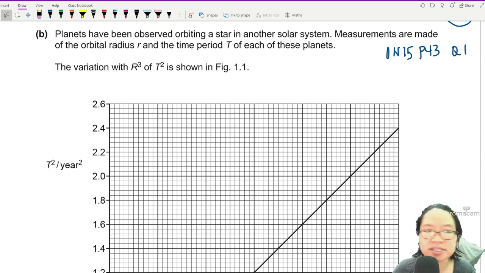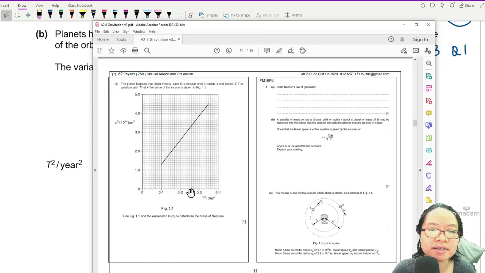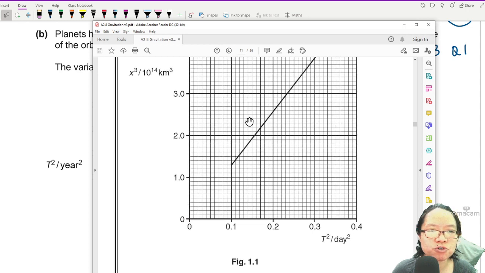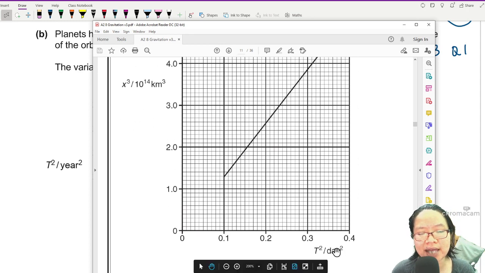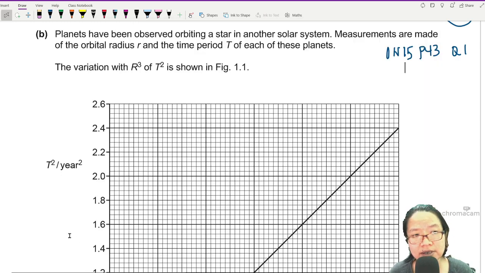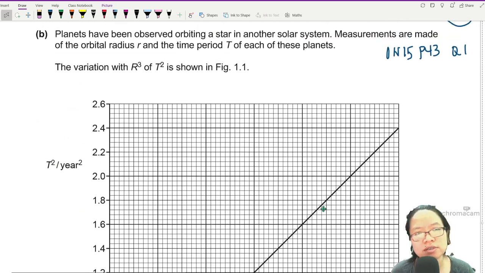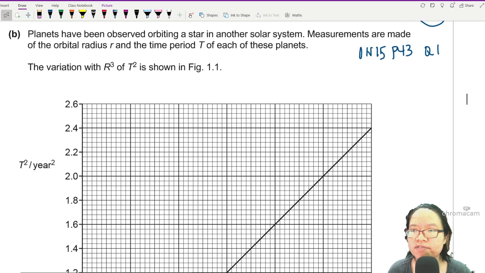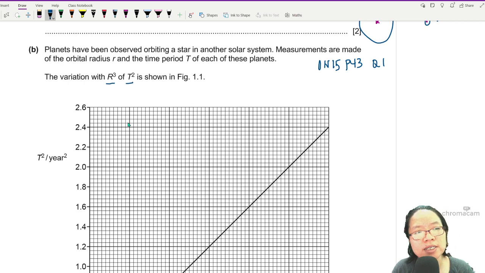It also has this graph or a similar graph. It's not identical. In the paper 43 version, the graph is r cubed against t squared, and t squared is in days. Here, the graph is t squared against r cubed, which is distance. Okay, so go try this question after you watch the discussion, all right, to make sure you understand. So this is the variation of r cubed and t squared.